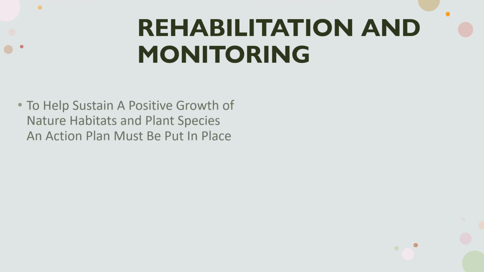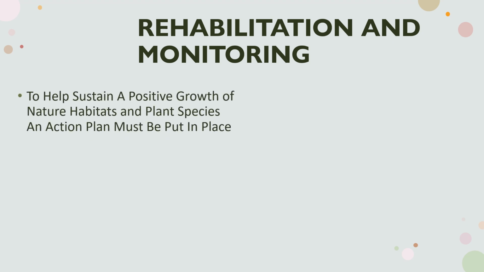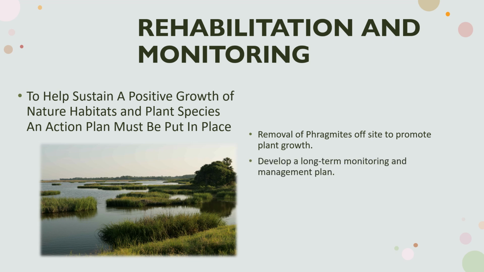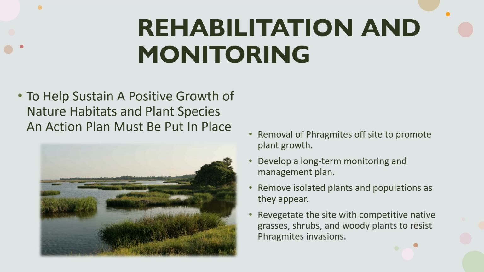Rehabilitation and monitoring. To help sustain a positive growth of natural habitats and plant species, an action plan must be put in place. The removal of Phragmites off-site to promote plant growth. Develop a long-term monitoring management plan. Remove isolated plants and populations as they appear. Revegetate the site with competitive native grass, shrubs, and woody plants to resist the Phragmites invasions.